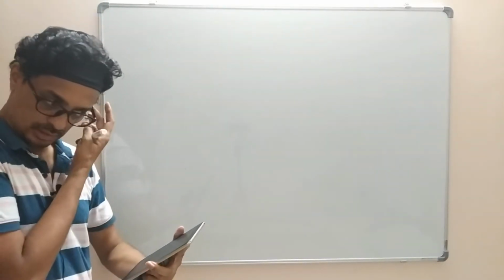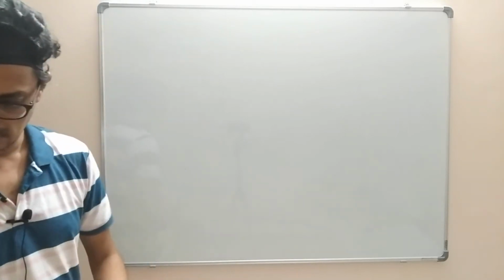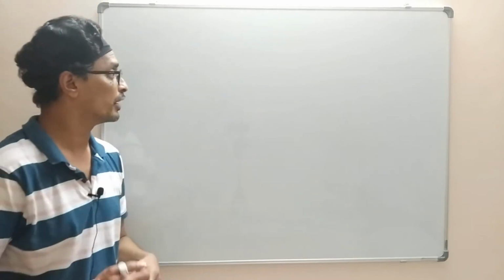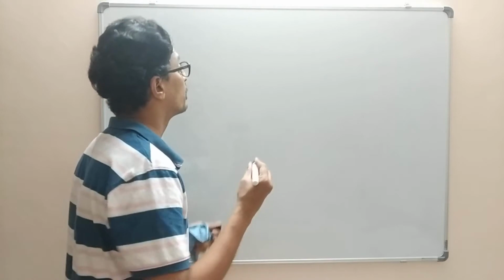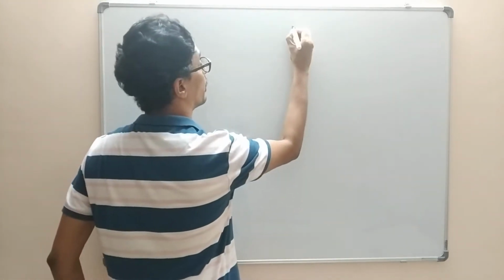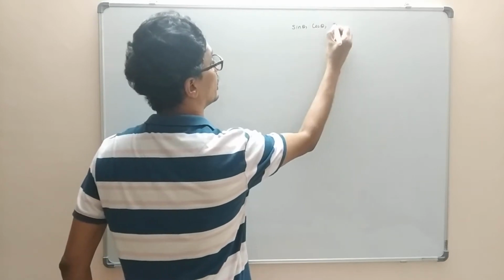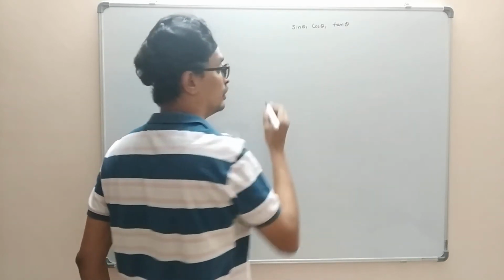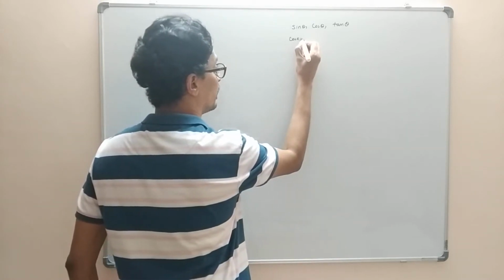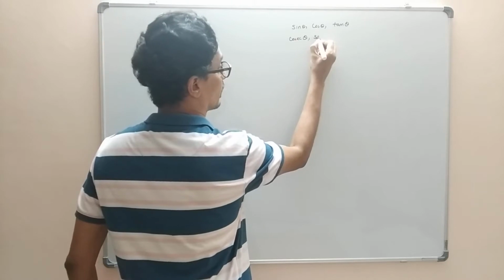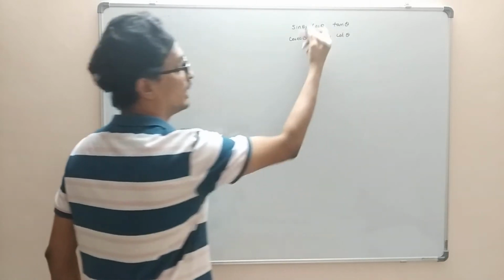Next we will see the second chapter, that is trigonometry. So first we will see the trigonometric ratios and the fundamental trigonometric identities. We have learnt in earlier classes what the trigonometric ratios are: sin theta, cos theta, tan theta, okay, and cosecant theta, secant theta, cot theta. These are basically inverses of sine, cos and tan.